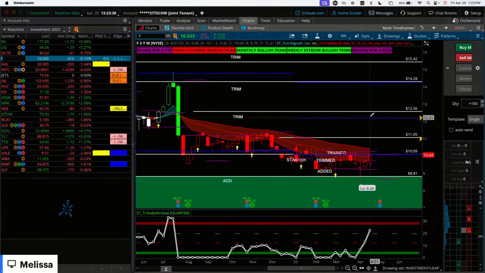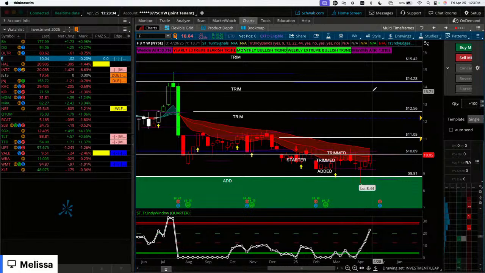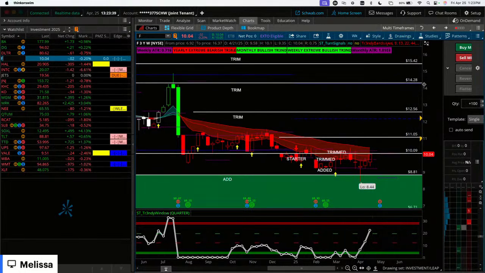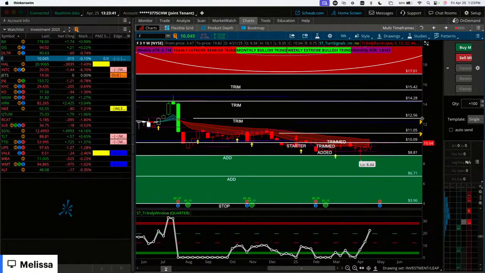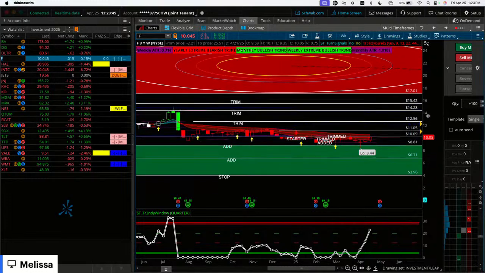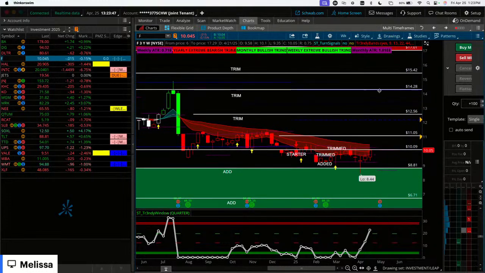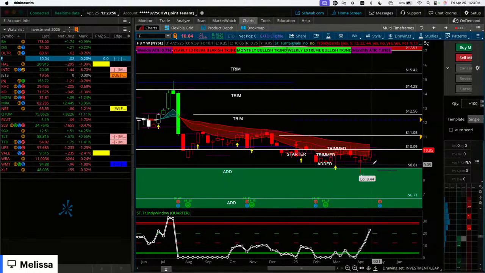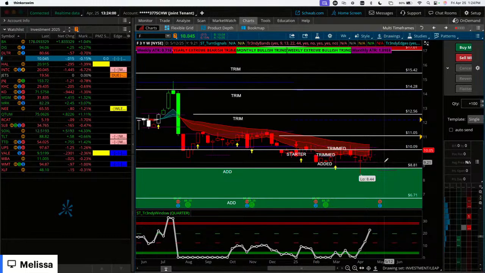It is $11, then 12.56, 14.28, 15.42, ultimately this year $17 by $26 are my targets for Ford. And again, both in leaps, these are January 2026 expirations.